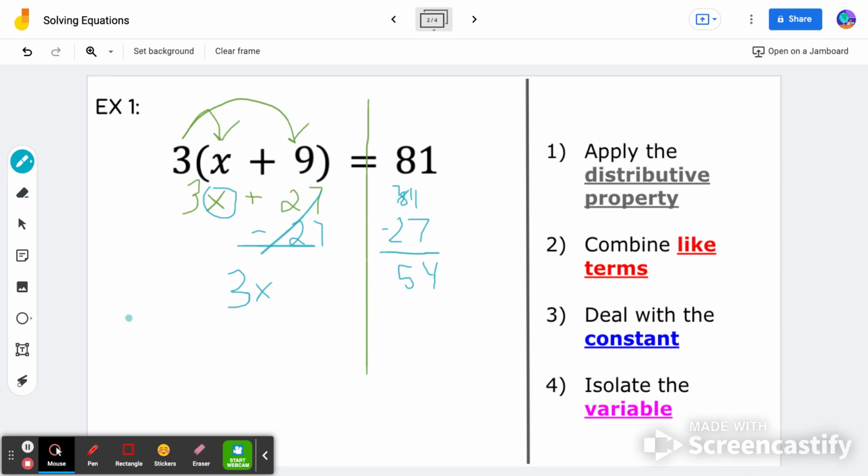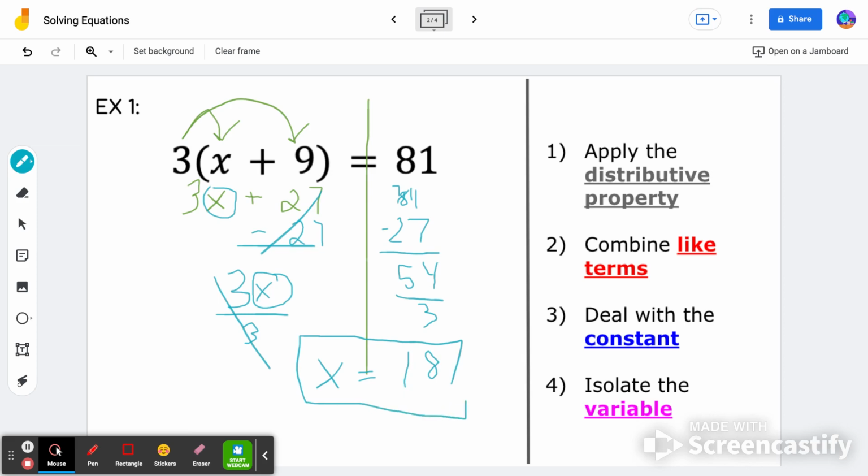Now we can deal with isolating the variable, right? We want to get the x by itself. So we're going to divide by 3 to both sides. There we go. Cancel out the 3s. Now we're left with x, and 54 divided by 3 will be 18. And this is your solution. Let's move on to the next one.